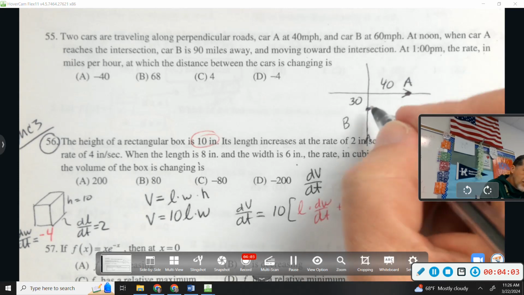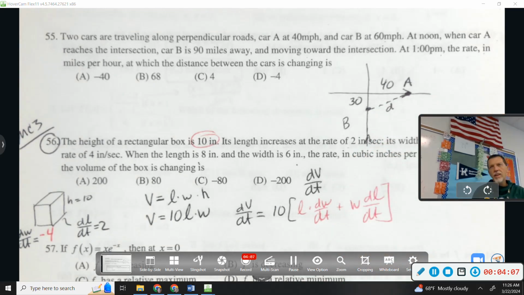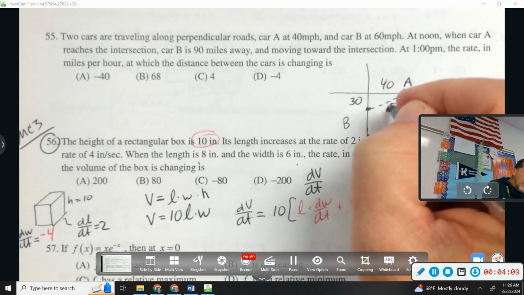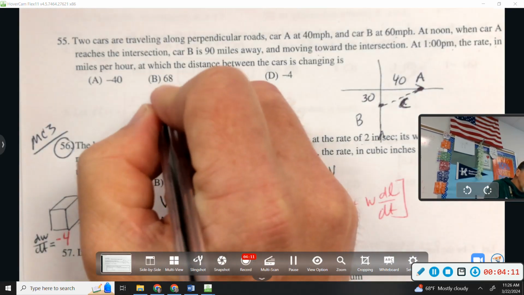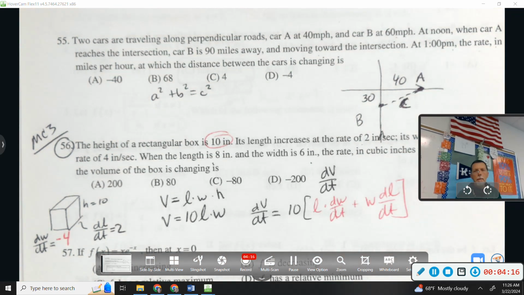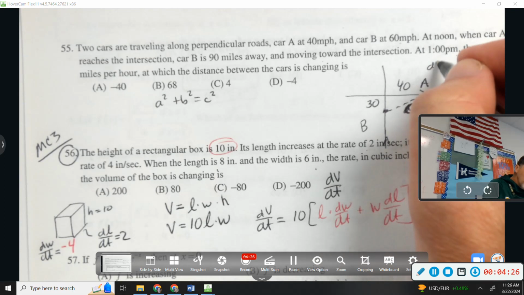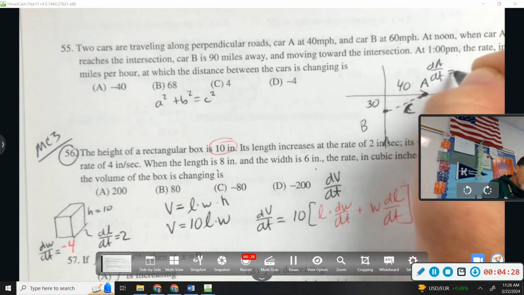Find the rate their distance is changing. Oh, let's call it C. That way we can do A squared plus B squared equals C squared. Wait, why isn't car A further? Oh, wait. Never mind. I misread. It's okay. So dA/dt is 40.